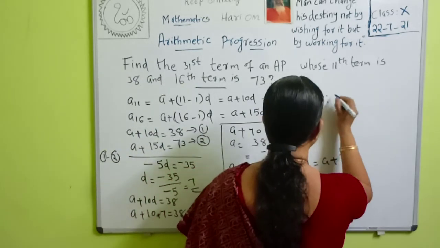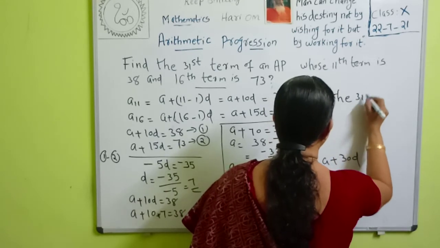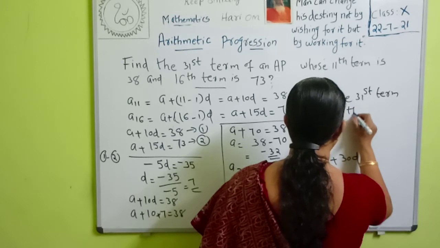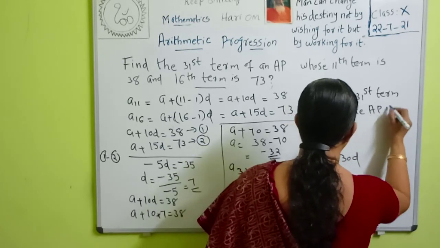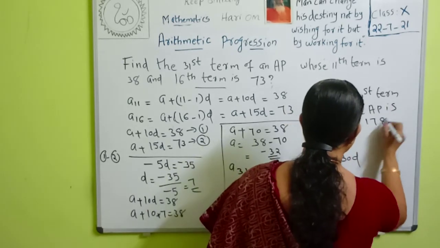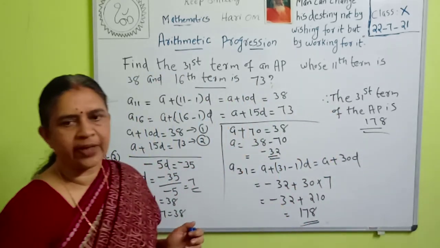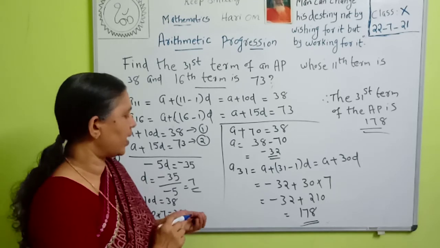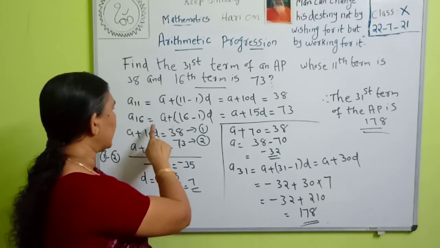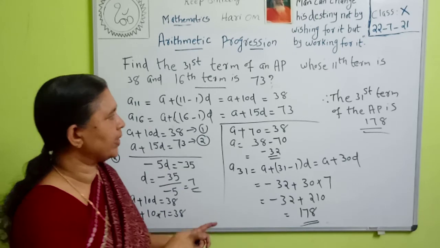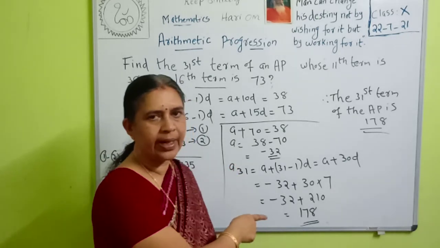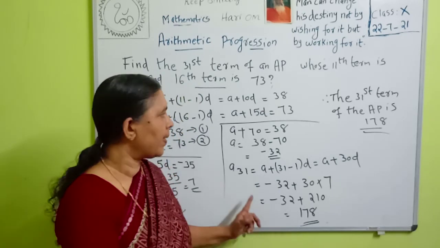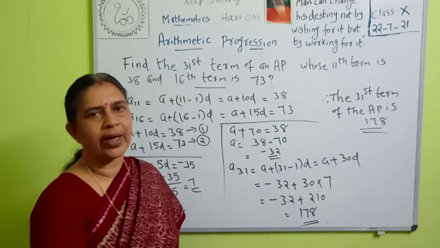Therefore the 31st term of the AP is 178. So to find this 31st term, first we find the value of A and D, and then putting the values in this equation A31 is equal to A plus 31 minus 1 into D, we got the answer as 178. So the 31st term of the AP is 178.